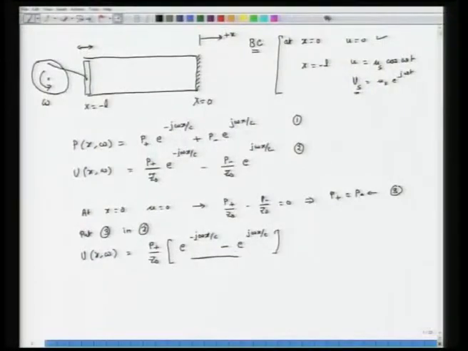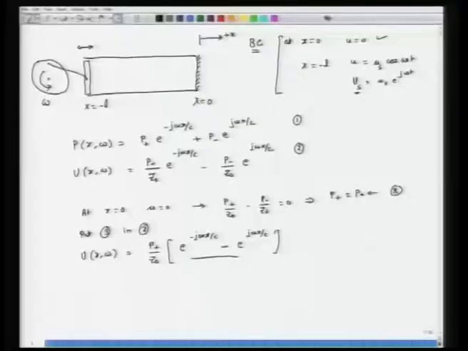And I know that this term is nothing but 2 times sine of omega x over c times j. So, I can rewrite this as p plus over z naught times 2 j sine omega x over c. So, actually there should be a negative sign here.